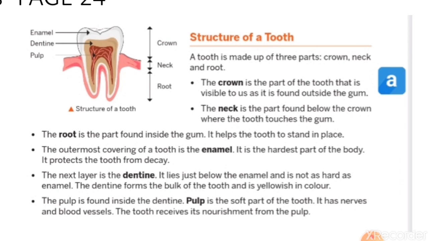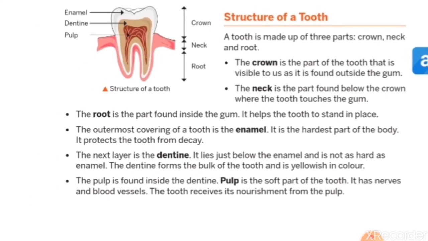In your book it is written, the next layer is dentine. It lies just below the enamel and is not as hard as enamel. The dentine forms the bulk of the tooth and is yellowish in color. Bulk means it covers the maximum part of the tooth.